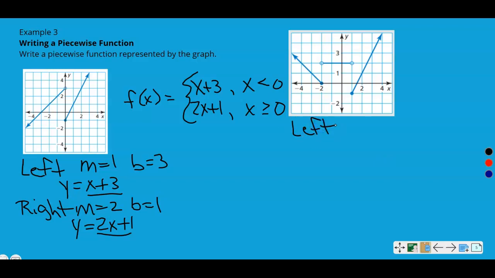And if I wanted to write an equation here, you can see that this has a slope of down 1 over 1, down 1 over 1, down 1 over 1. If it continued, it would have a y-intercept of -2. Now it doesn't continue, but you still need the y-intercept to write the equation.